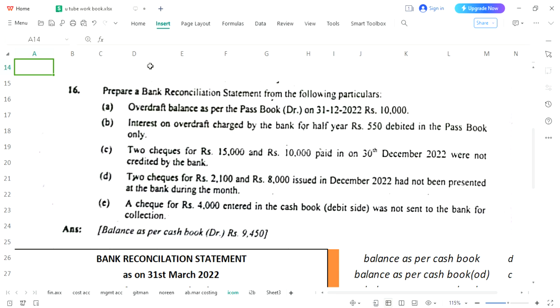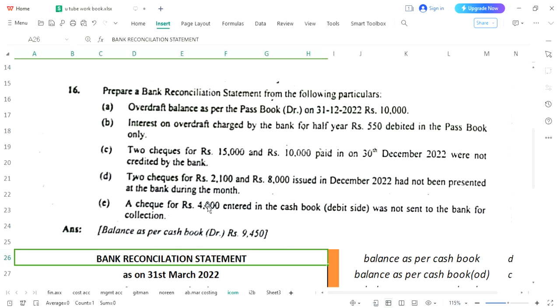Today's target is to solve question number 16. The chapter we are related with is bank reconciliation statement. As you can see, our requirement is the bank reconciliation statement. As usual, we will put headings first. There are three headings, three lines. The first line is fixed for bank reconciliation statement, already written. And now we will see the date.